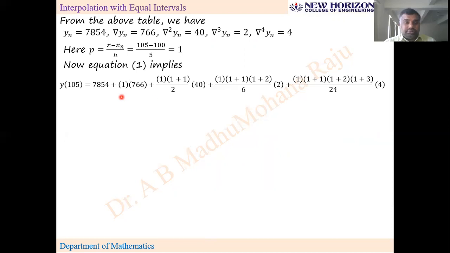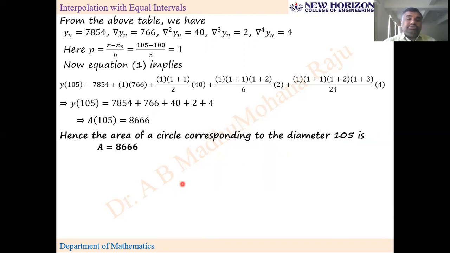You will get y of 1.5 as 8,666. So the area of a circle with the diameter 105 is 8,666 square units. So this is the answer. Like this, you can do all the problems. In the next lecture video, we'll see the interpolation with unequal intervals. Okay. Thank you.